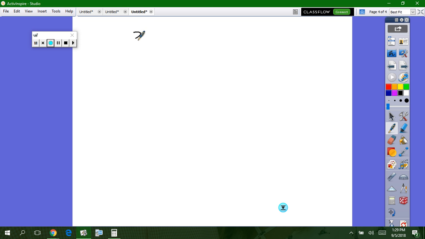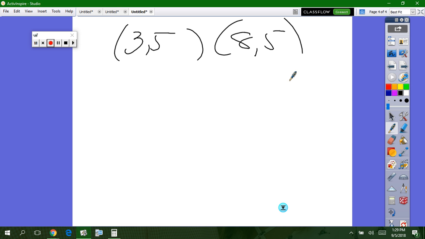Here are my 2 points. Once again, with 2 points, what can I find? Slope. So last time we used rise over run, correct? This time, though, I'm going to use the equation. Does anybody remember what the equation of slope is?